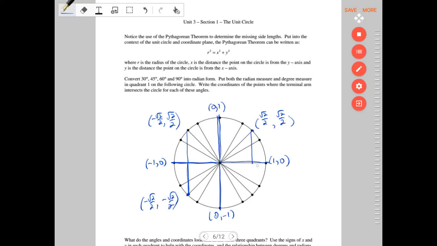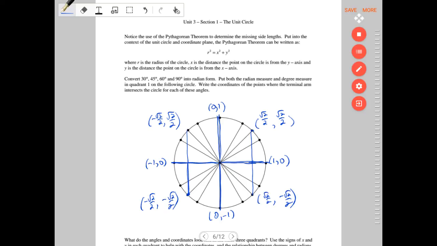Good, and of course in the fourth quadrant, x is back to being positive, y is still negative, so this will be positive root 2 over 2, comma, negative root 2 over 2. So those will be the coordinates of all the 45s.